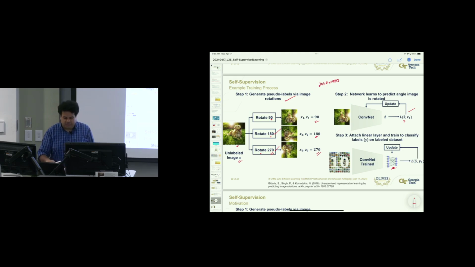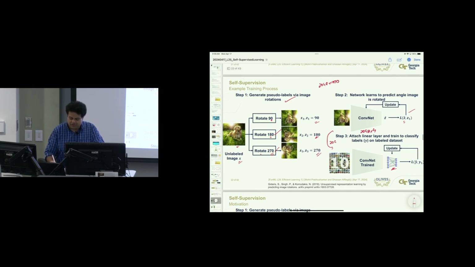So currently, if I were to use this kind of analogy here, it'll be a 2048 cross 4. This is what the network would have learned. 4 is the number of classes, which is 0, 90, 180, and 270. What you do in step number 3 is you remove the 2048 cross 4 and append a different layer, which is 2048 cross 1000 in this case. Let's say we are doing it for ImageNet, so it'll be 2048 cross 1000.